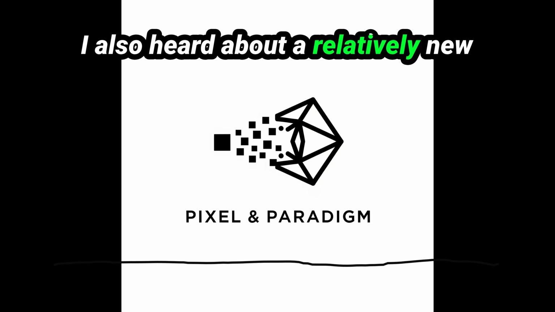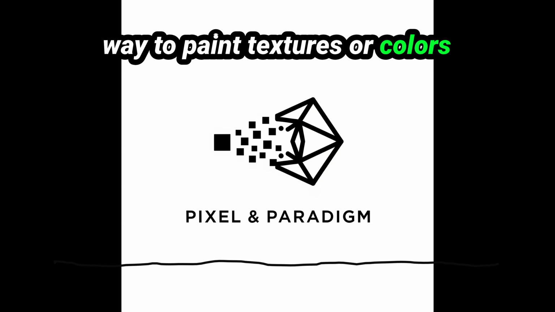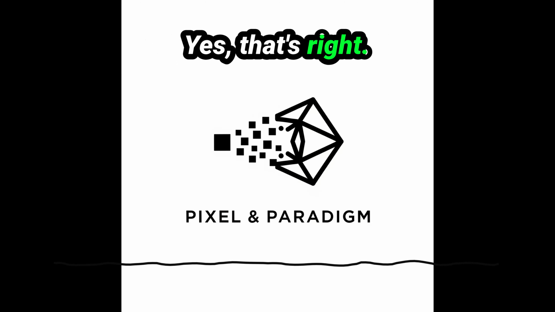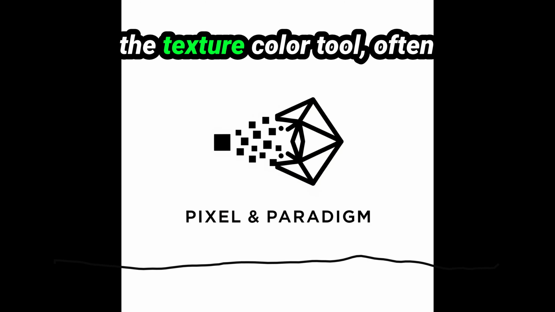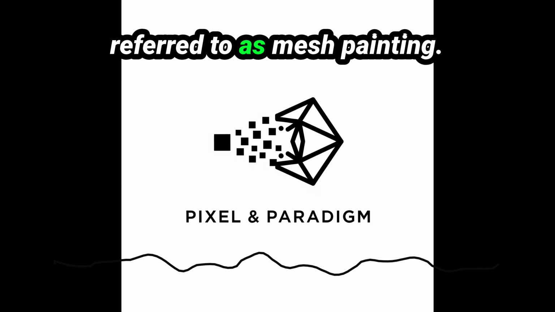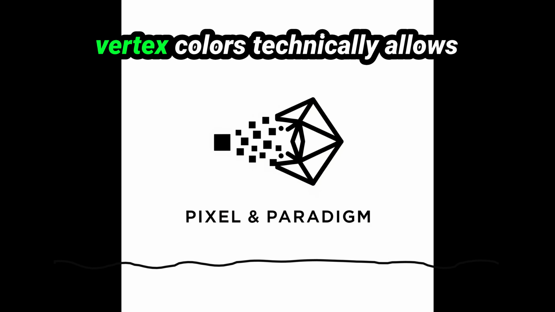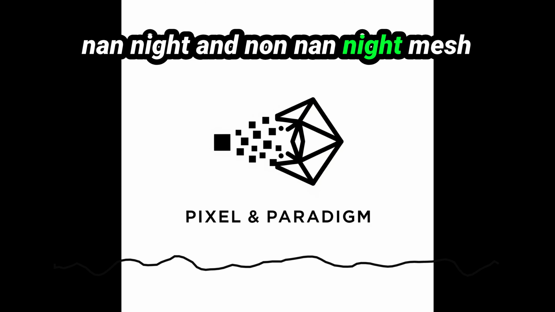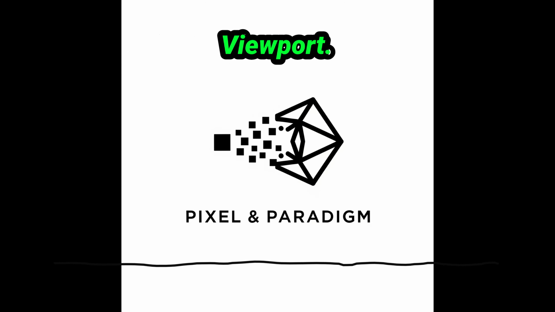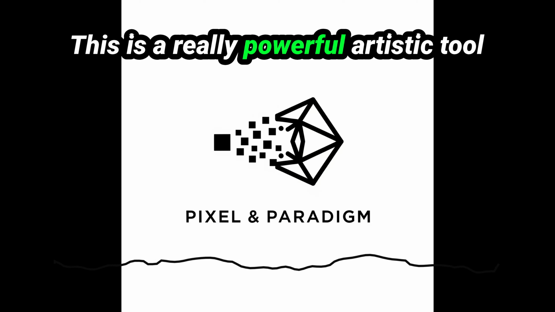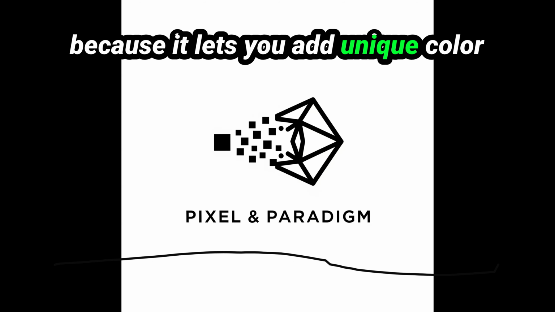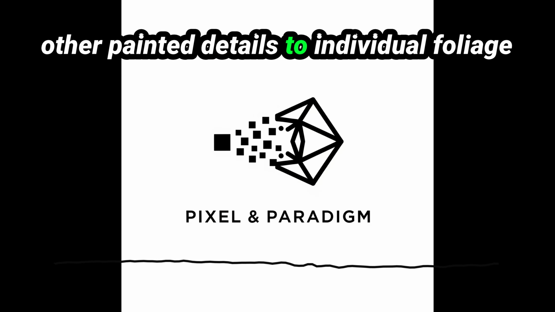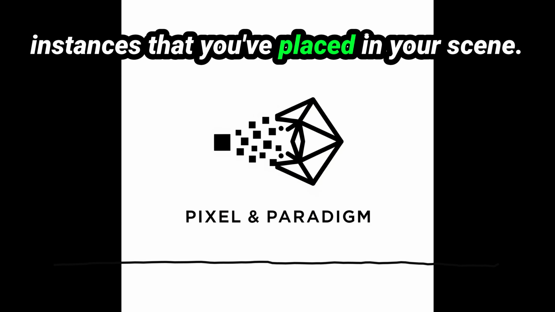I also heard about a relatively new way to paint textures or colors directly onto instances in the editor, not just the base asset. Yes, that's right. Starting in Unreal Engine 5.5, the texture color tool, often referred to as mesh painting in this context, though it's painting vertex colors technically, allows you to paint directly onto both nanite and non-nanite mesh instances right there in the editor viewport. This is a really powerful artistic tool because it lets you add unique color variations, maybe tints, dirt, moss, or other painted details, to individual foliage instances that you've placed in your scene.